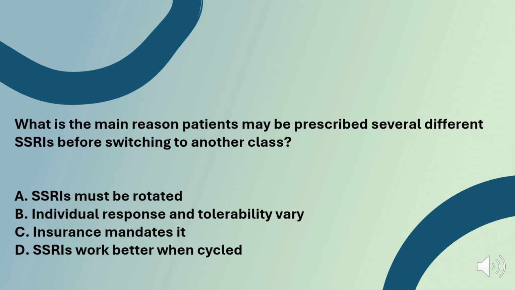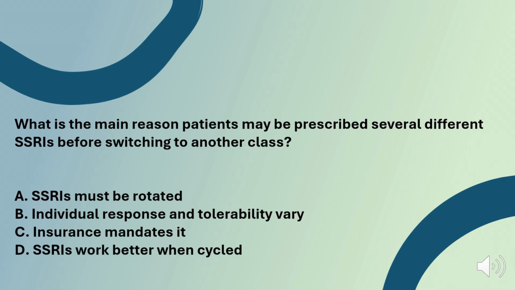So, next question. What is the main reason patients may be prescribed several different SSRIs before switching to another class? A. SSRIs must be rotated. B. Individual response and tolerability vary. C. Insurance mandates it. D. SSRIs work better when cycled. Which of these answers is incorrect? If you said insurance mandates it, you might think that's correct, but insurance does not really mandate much of what we do. It shouldn't. They try, but it shouldn't.